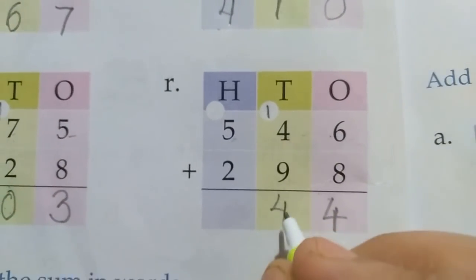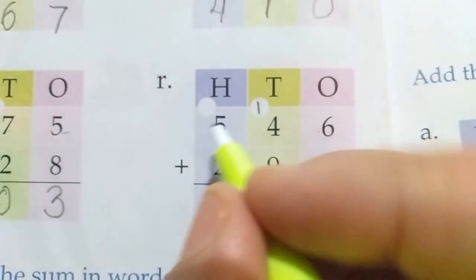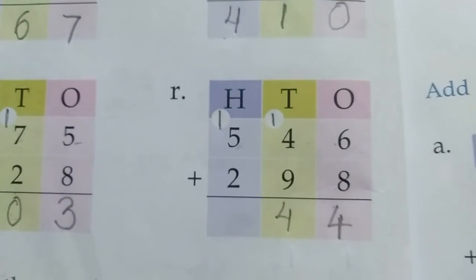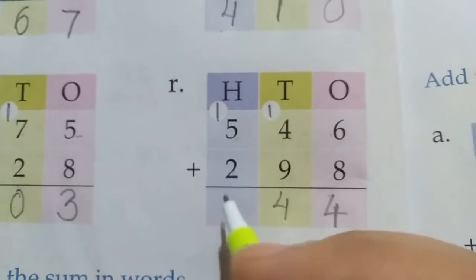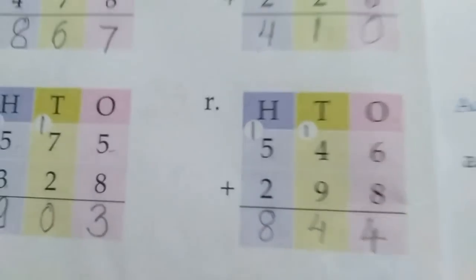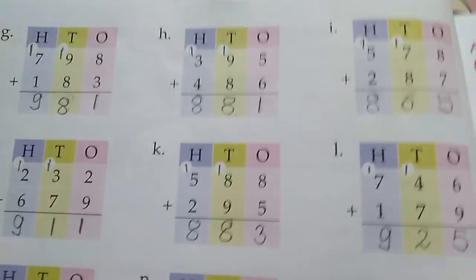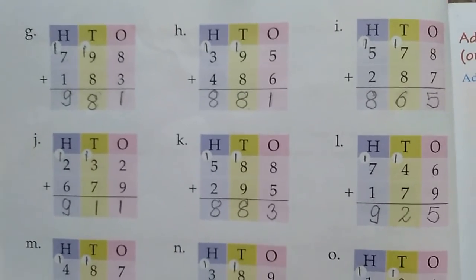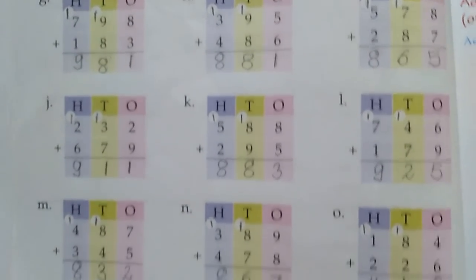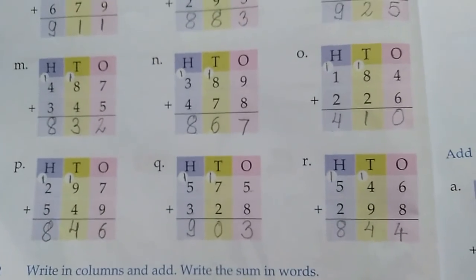1, 4, 14. 4 we have written here and 1 will be carry forwarded here, okay. 5 plus 2, 7. 7 plus 1 carry 8. 844. So students, here we finish our exercise 2.2, okay. And if you have finished the exercise, good. If you have not finished, then please pause the video and finish it, okay.